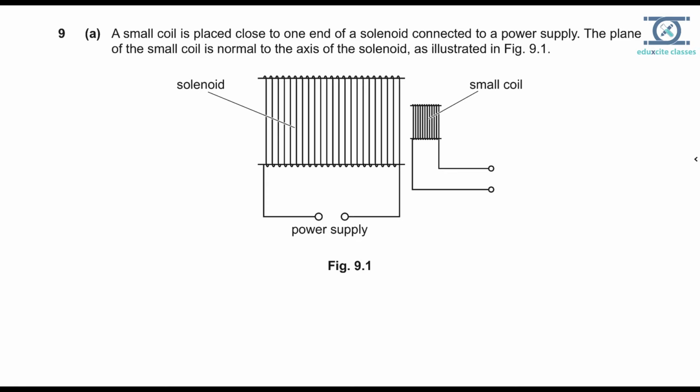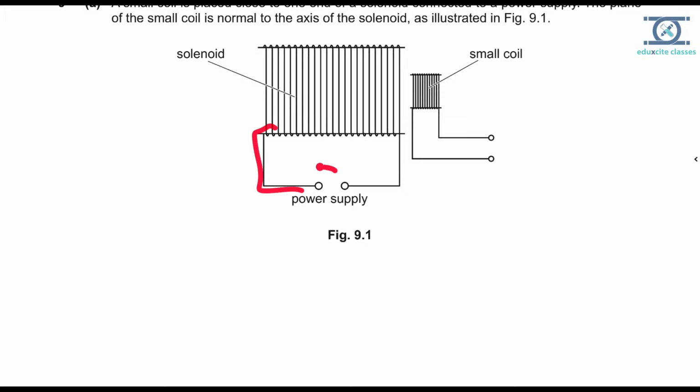Question number 9. A small coil is placed close to one end of a solenoid. You can see this is a solenoid and a small coil is placed. The plane of the small coil is placed normal to the axis of the solenoid. And the solenoid is provided with a power supply.